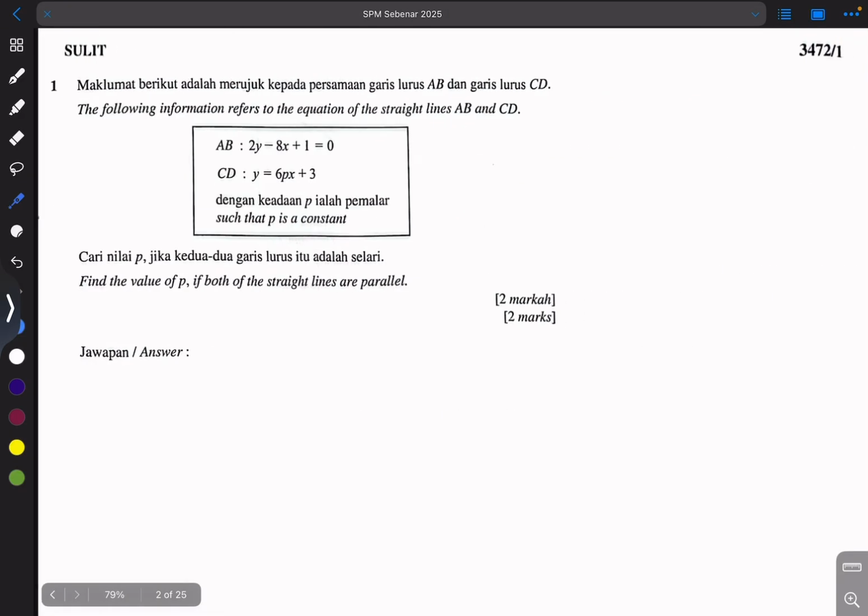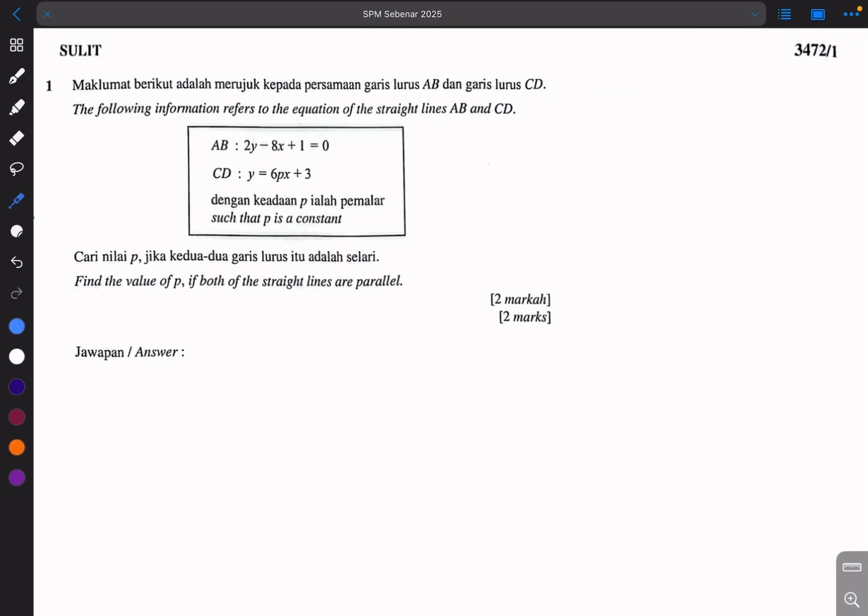Let's go. Question 1. The following information refers to the equation of straight lines AB and CD. Find the value of P if both the straight lines are parallel. Okay, parallel means both lines must have the same gradient. So the gradient of AB and the gradient of CD must be the same.